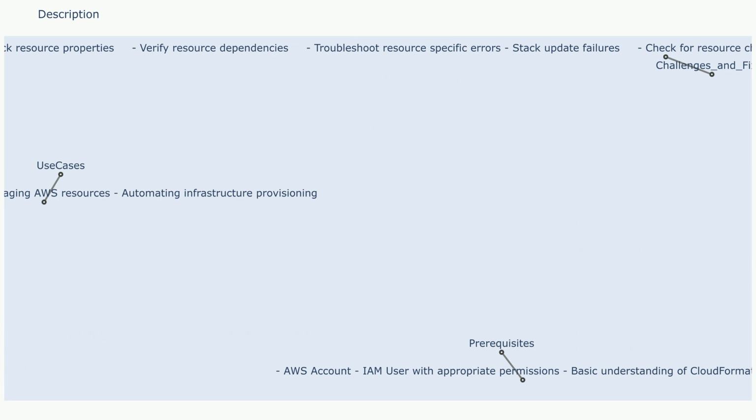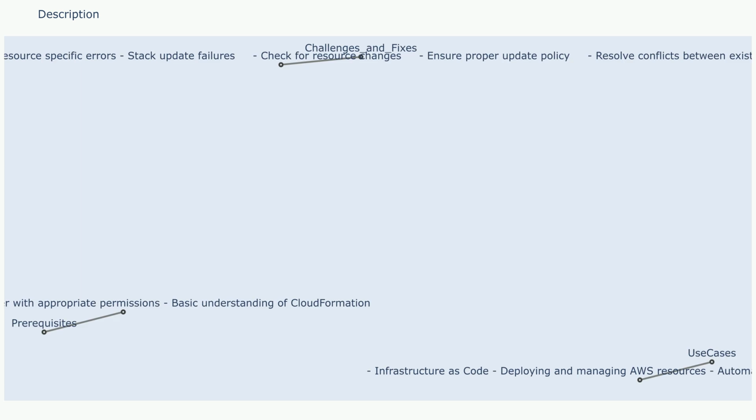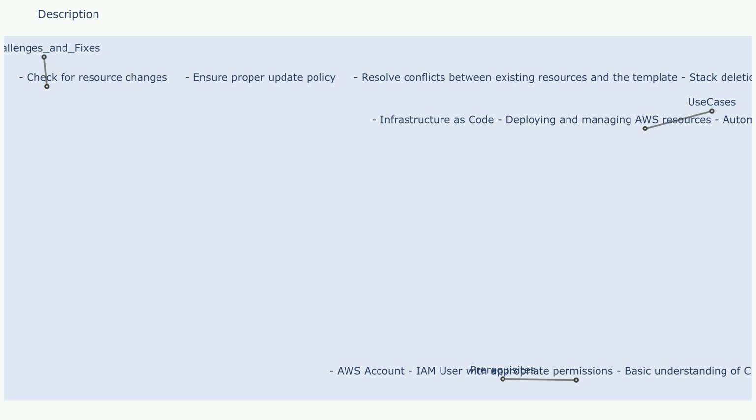Steps: define resources in a template. The template defines the resources you want to create, such as EC2 instances, S3 buckets, or IAM roles. Specify resource properties. Each resource in the template has its own set of properties that define its configuration. For example, an EC2 instance might have properties for its instance type, AMI ID, and security group.